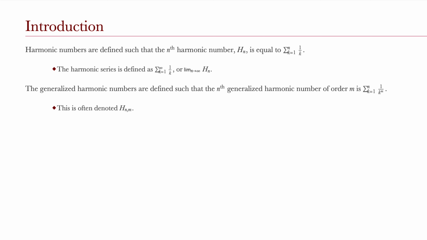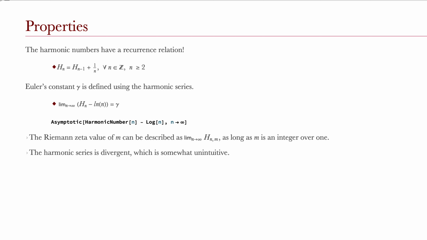Moving on to some properties of the harmonic numbers, most notably they have a recurrence relation, namely h sub n is equal to h sub n minus 1 plus 1 over n for any n that's an integer with n greater than or equal to 2.